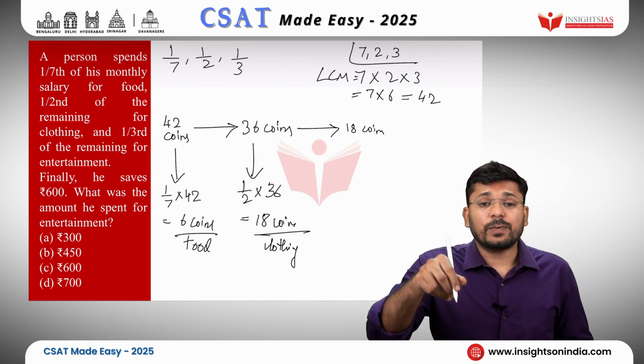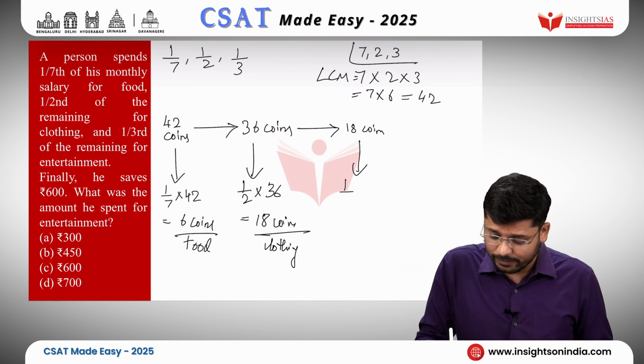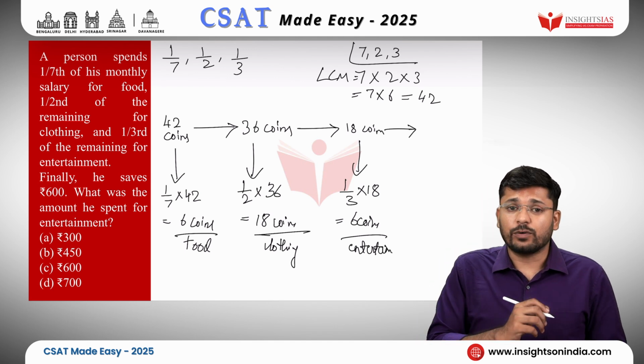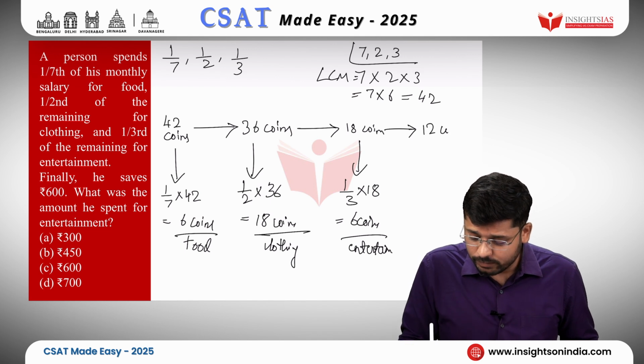Now, he spends 1/3 of the remaining for entertainment. 1/3 of what? 1/3 of this 18. How much would that be? 18 divided by 3, that is 6 coins. So he is spending 6 coins on entertainment. If he spends 6 coins out of 18 coins, he remains with how many? He remains with 12 coins.